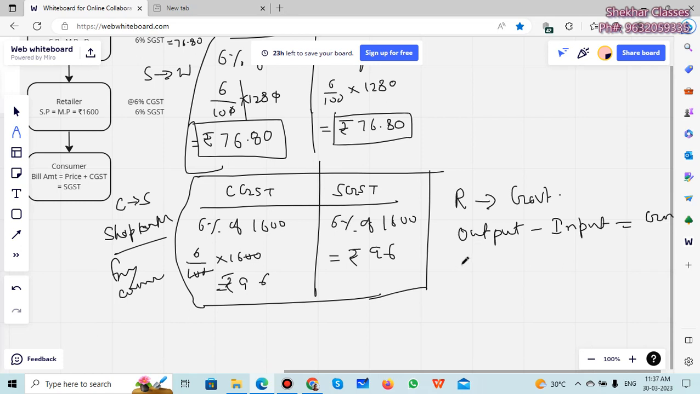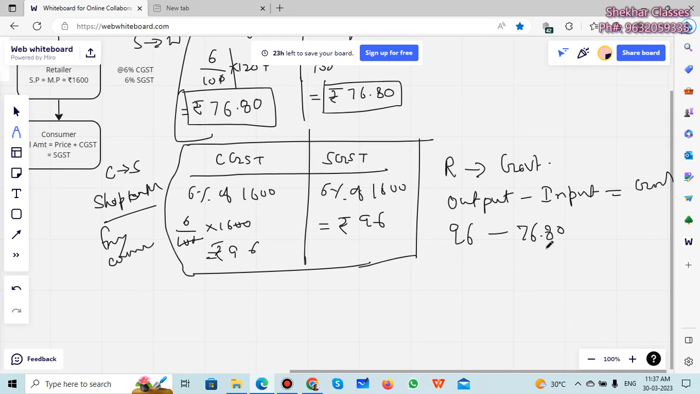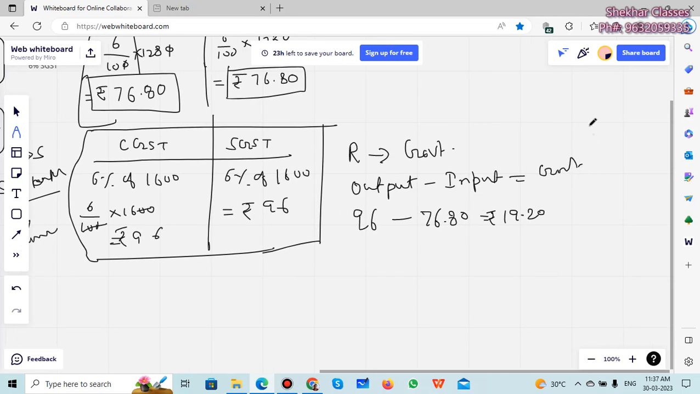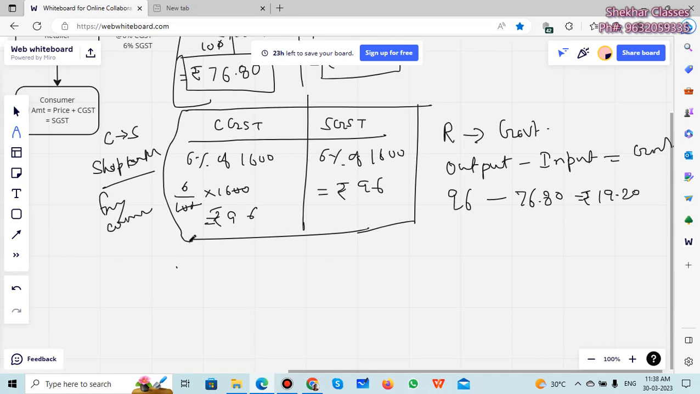Fine. What is the output? 96. What is the input? He has already paid to the wholesaler earlier, so 76.80. If you subtract 96 minus 76.80, how much will you get? 19 rupees and 20 paise. So this is 19.20 as CGST. The same amount will go for SGST also.